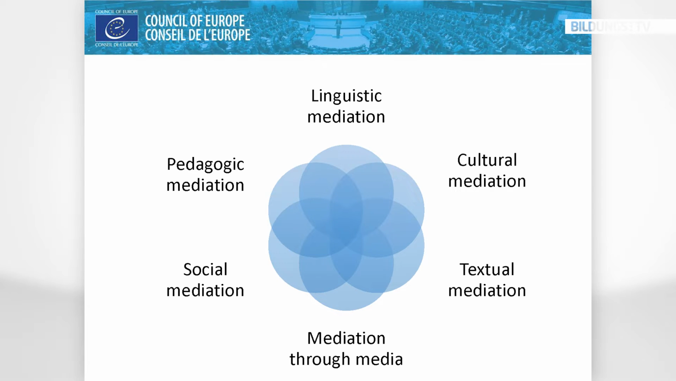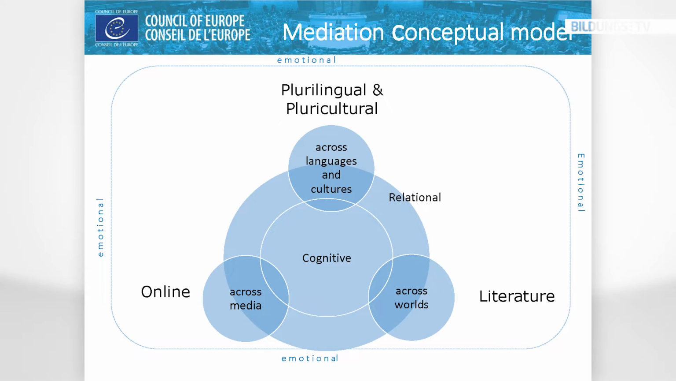So you've got all of these different things: linguistic, pedagogic, social, cultural, textual, and also people in media studies use the word mediation all the time. We ended up with this model where the emotional aspect is around everything, and then you have mediations in the middle, and right in the center you have cognitive mediation. It's about constructing meaning or passing on meaning. But around that there is a band of relational mediation.